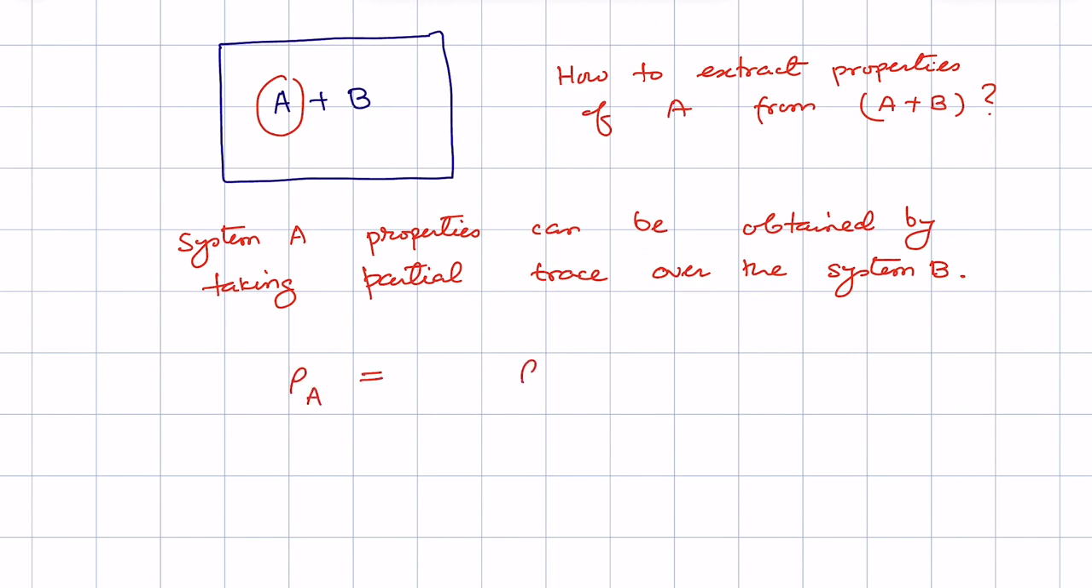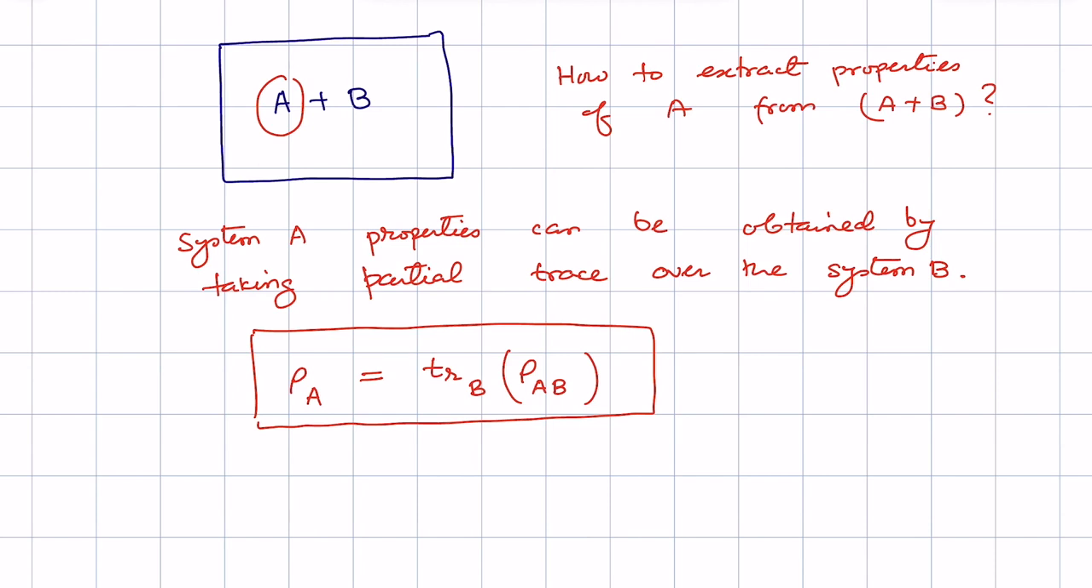So, suppose the density operator of the composite system A plus B is rho AB. If I trace out B from that, then I will be able to get the density operator for the system A. This is what is called the reduced density matrix. Rho A is the reduced density matrix because you are getting it from the composite system density matrix rho AB.